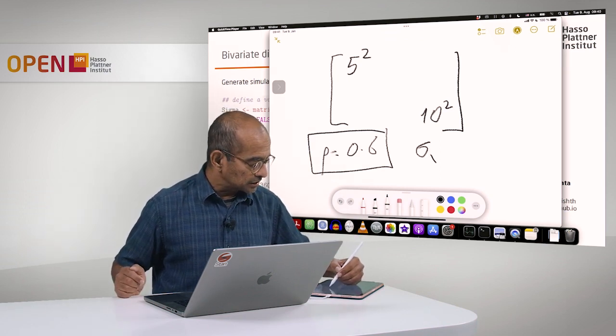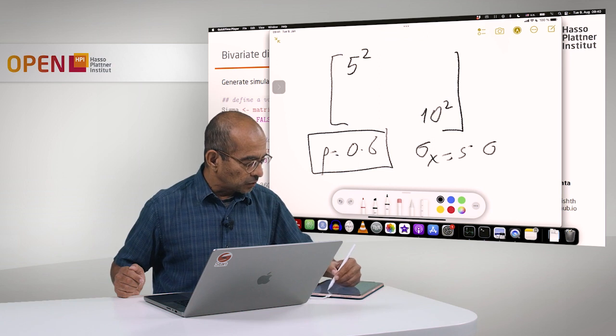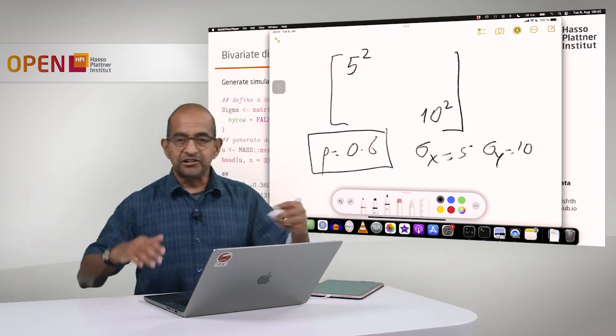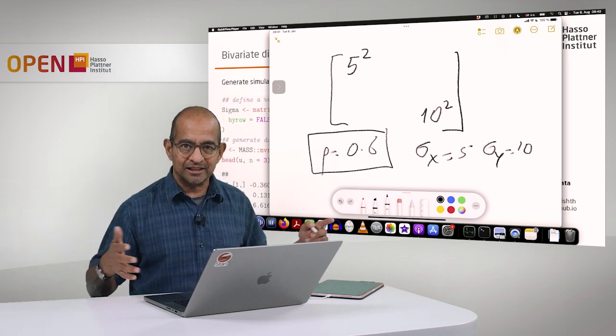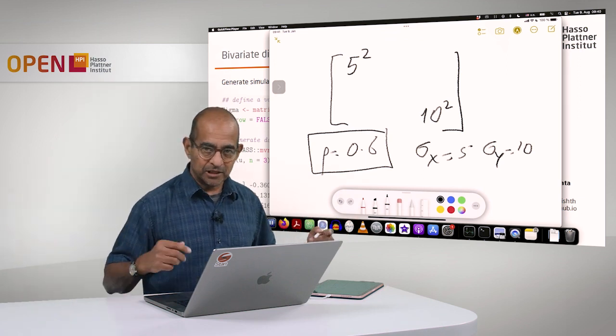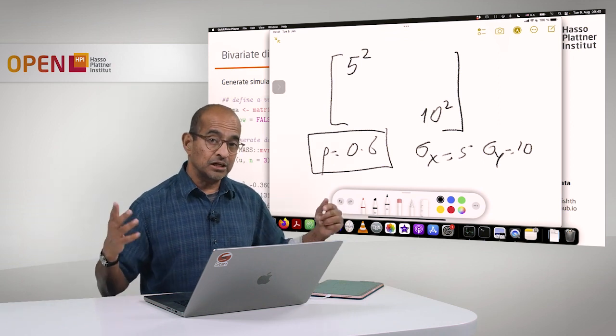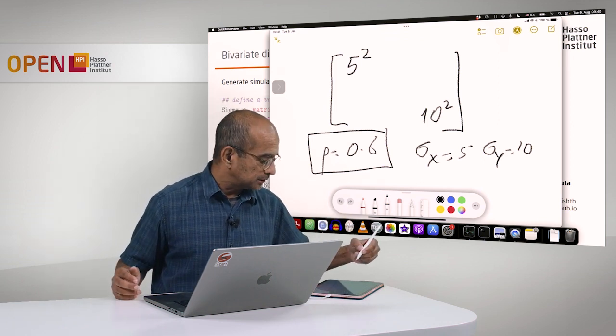So sigma x is 5, and sigma y is 10. In real life data analysis, of course, you do not have the luxury of knowing what these parameters are. The whole game is about estimating these parameters, but we'll get to that soon. Right now, we're trying to understand how to generate data.